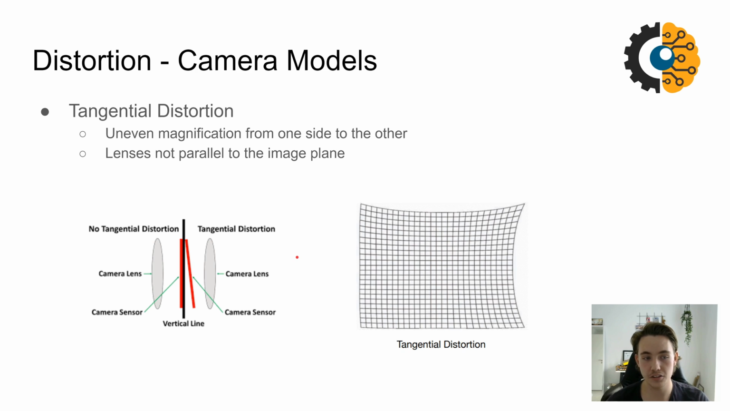The tangential distortion is caused by the lenses not being parallel to the image plane. We can see down here that we have the image plane here, and then we have the camera sensor or lens here, and it is not parallel to the image plane. That will cause tangential distortion, which we can see over here.